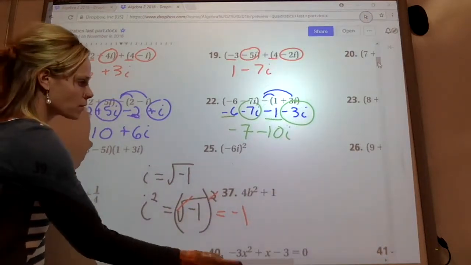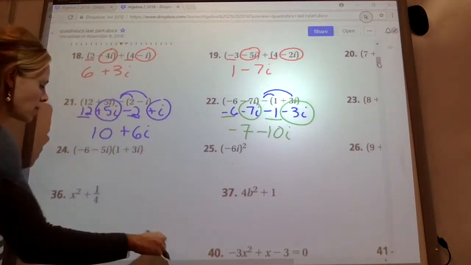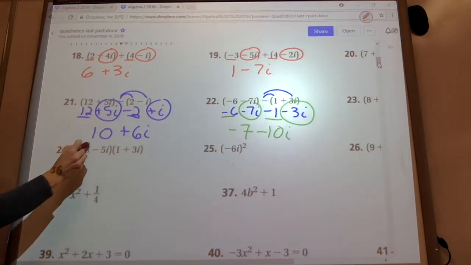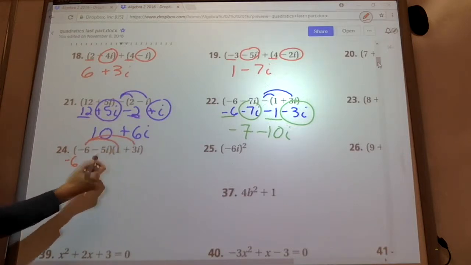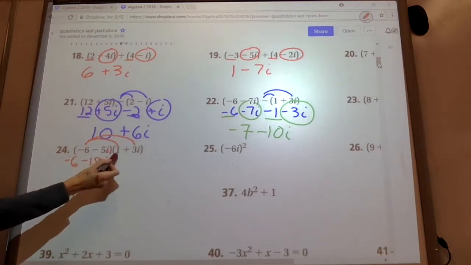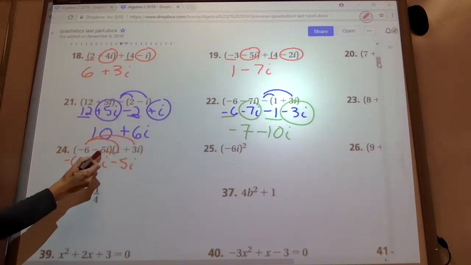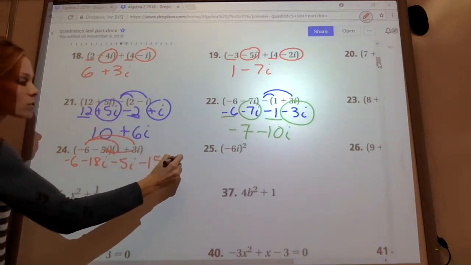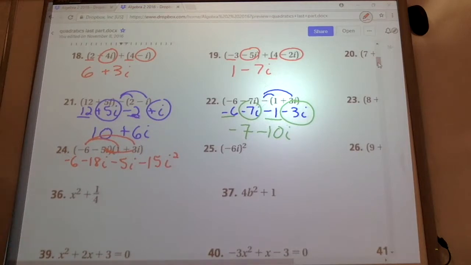So how do we use that? Well, let's look at a multiplying one. I'm multiplying two binomials, so it's a FOIL. You take negative 6 times 1. You take negative 6 times 3i, so negative 18i. You take negative 5i times 1. You take negative 5i times 3i, which is going to be negative 15i squared. i times i is i squared, just like x times x is x squared. You don't need parentheses. Once you multiply everything, the parentheses go away.